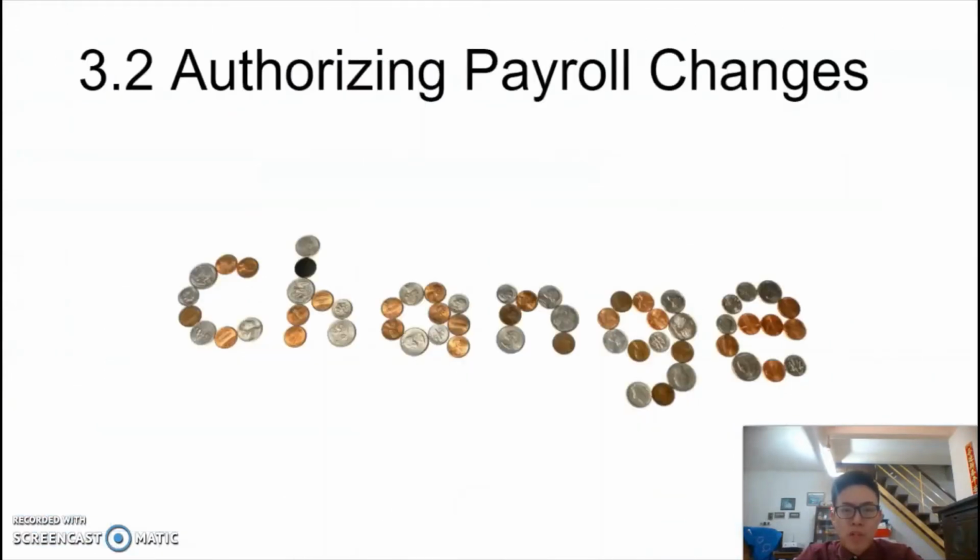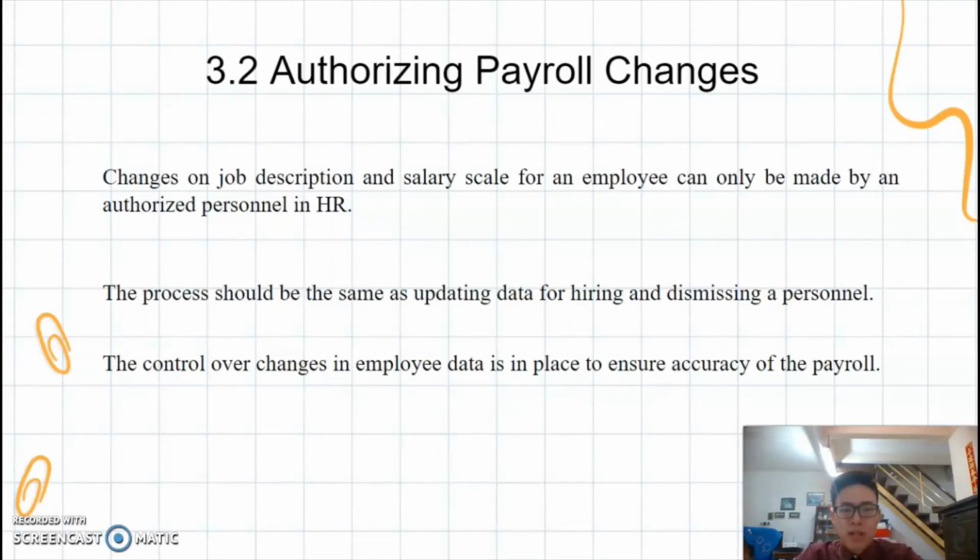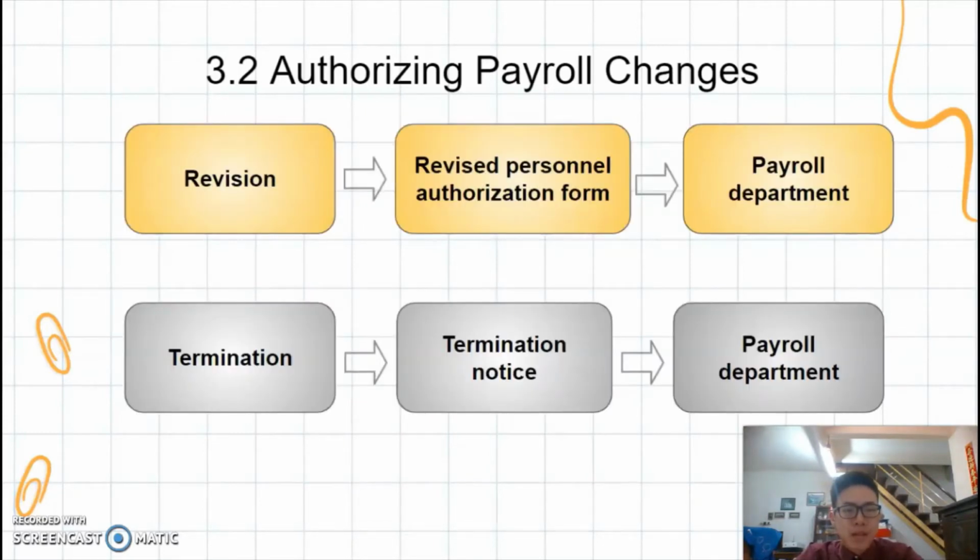Next, we move to authorizing payroll changes. Any changes to the job description and salary scale for an employee can only be made by authorized personnel in human resource. The process should be the same as updating data for hiring and dismissing personnel. The control over changes in employee data is in place to ensure accuracy of the payroll. In the case of revision, a revised personnel authorization form will be sent to the payroll department by the HR. In the case of termination, the HR will need to send the termination notice to the payroll department for further process.